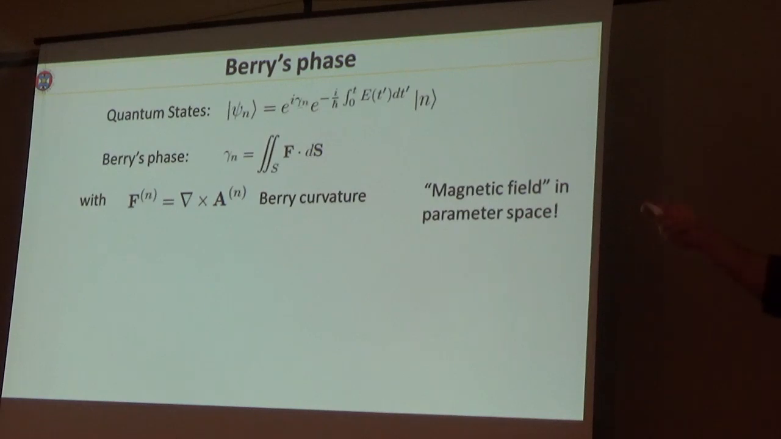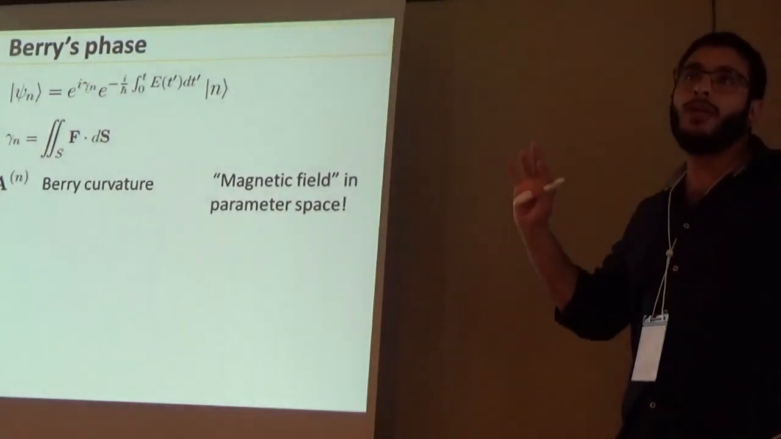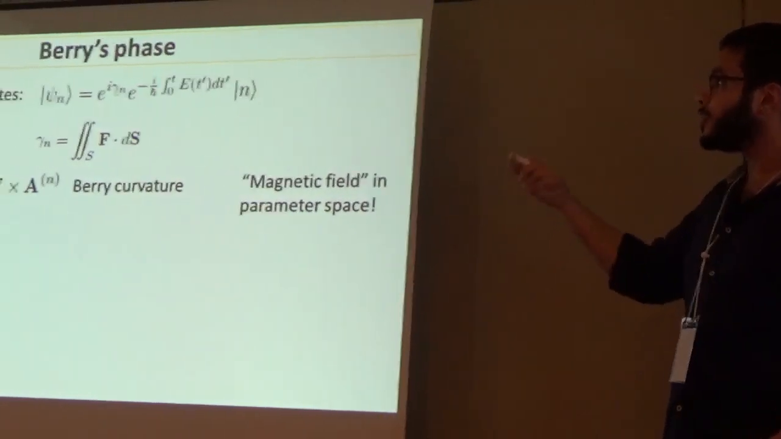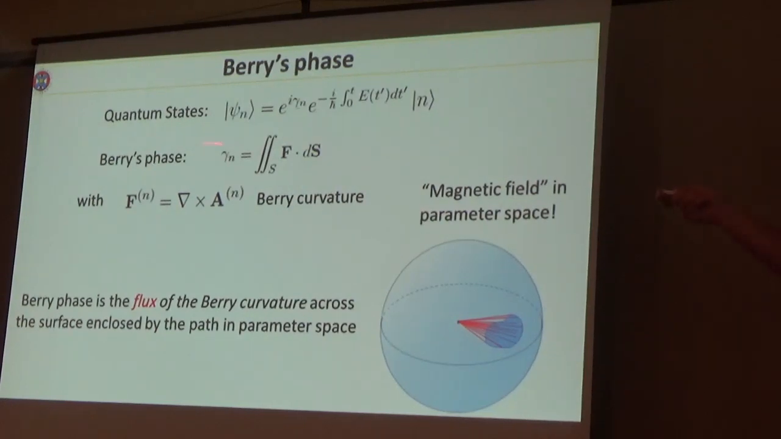I forgot to tell you that this transport of the state, for example on a sphere, happens in a parameter space. So for any problem, we have some parameters that we can tune, like in experiments, and this transport happens in that space. So essentially what this tells us is that the Berry phase is the flux of this quantity, the Berry curvature, through the surface that has as a boundary the path in parameter space that we are taking.